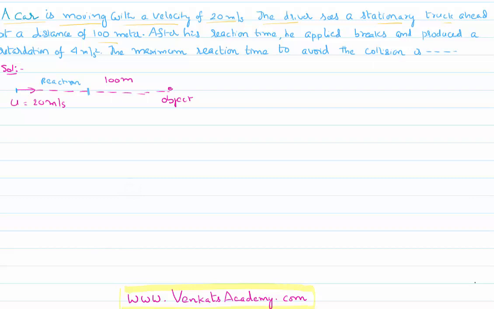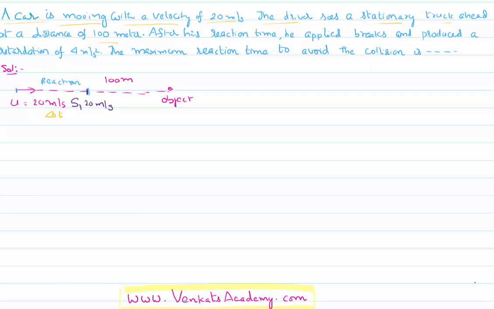So what happens in the reaction time? The car will keep moving. Let that reaction time, which is not known to us, be delta t. Once the reaction time is over, then he starts taking a decision. So during that reaction time, he covers some distance s1. We don't know what that is. So still, having covered the distance s1, he will be having a velocity of 20 meters per second.